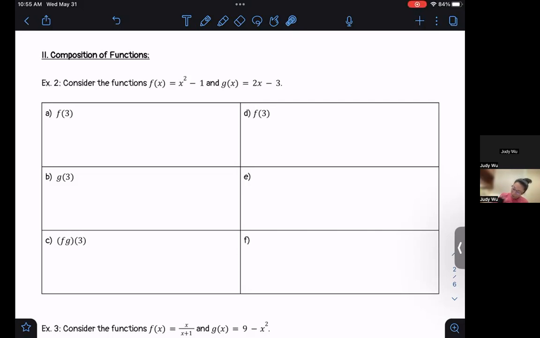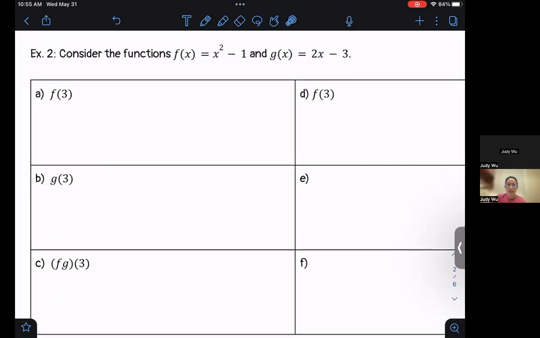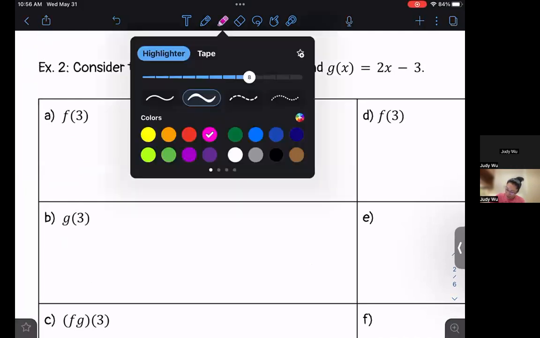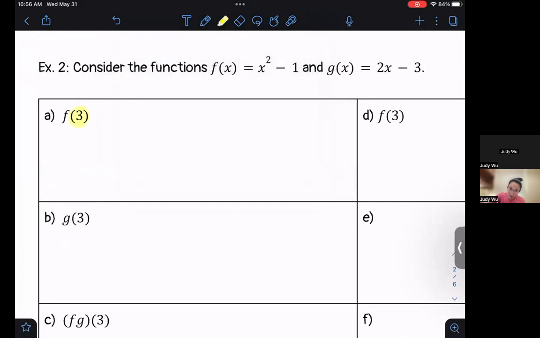So example 2 says, consider the functions f of x equals x squared minus 1 and g of x equals 2x minus 3. And so this first one, f of 3, all that means is we're going to grab our f equation and everywhere we see the x, we're going to put a 3. I think in a previous video, I had used yellow for that. So everywhere I see the x, I'm going to put the 3. And so what does that give us?